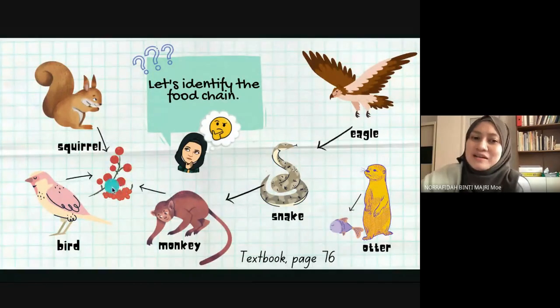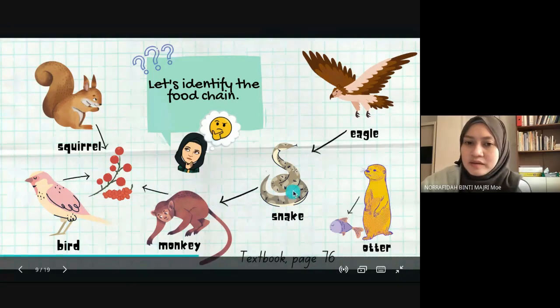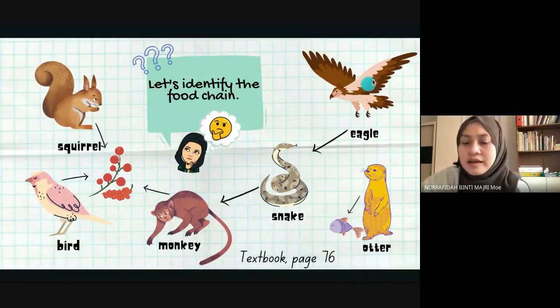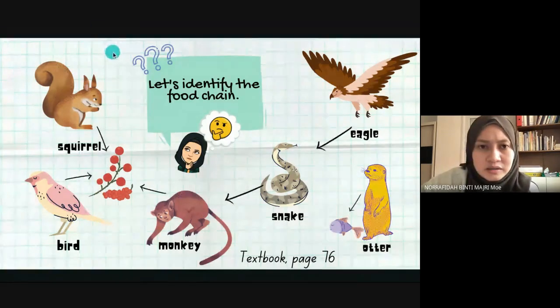This one is the fruit. The animals that eat fruits are squirrel, bird, and monkey. Then the snake will eat the monkey. The snake can also eat squirrel. Then the eagle can eat the snake. So this we call a food chain. So far okay, class?